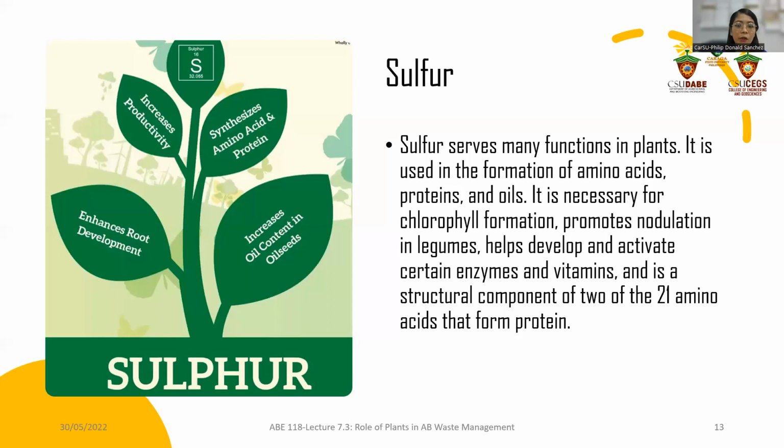So we have sulfur. Sulfur serves many functions in plants. It is used in the formation of amino acids, proteins, and oils. It is necessary for chlorophyll formation, promotes nodulation in legumes, helps develop and activate certain enzymes and vitamins, and is a structural component of 2 of the 21 amino acids that form proteins in our plants.